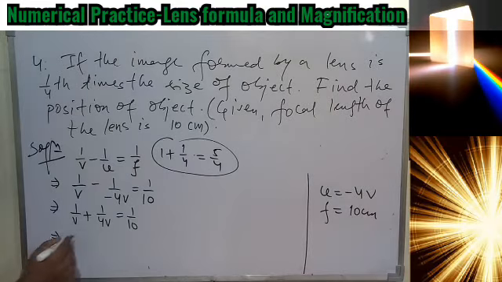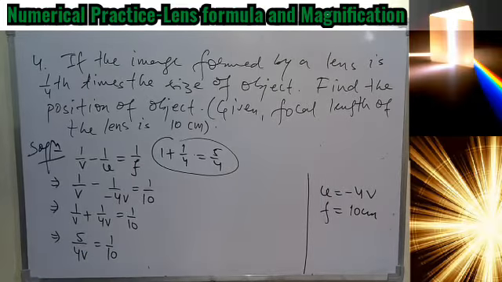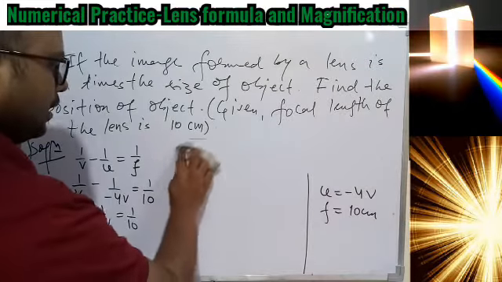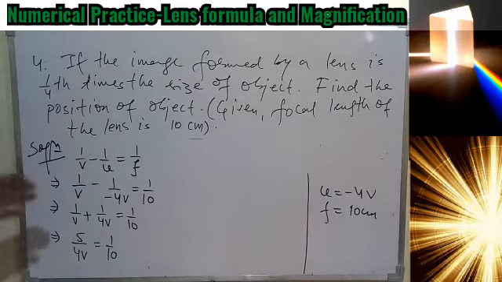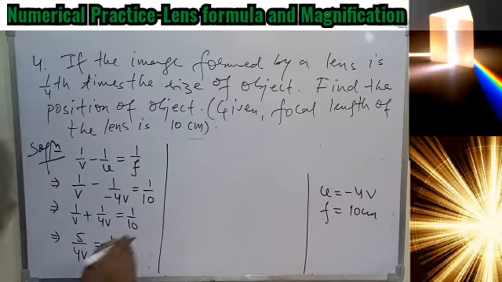Okay, so this will become 5/4V is equal to 1/10. These steps we can skip in this numerical. No need to show each and every calculation, but we should show the steps.